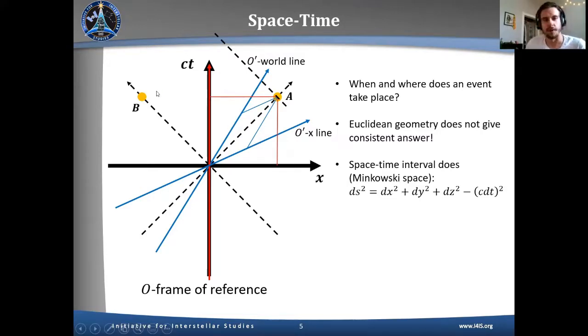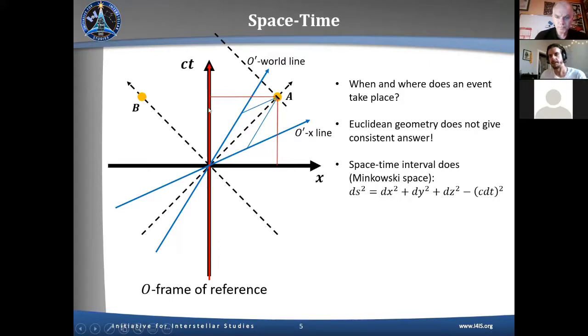So we talked a little bit about this. Now, what happens? Maybe you've also heard that what is inside of these diagonal lines, above and below, is what we usually call the future and the past. These are the light cones. So anything in here and down here can be, or has been, observed by our O frame of reference.